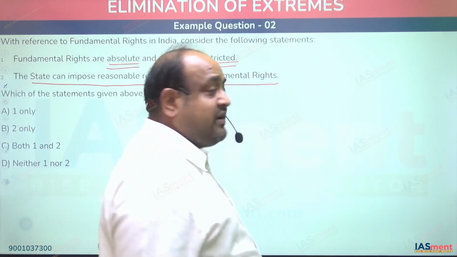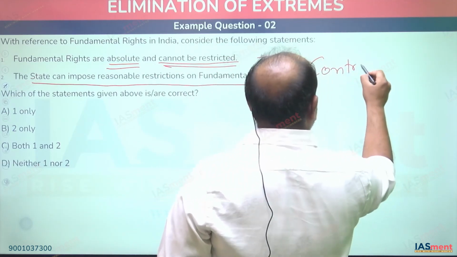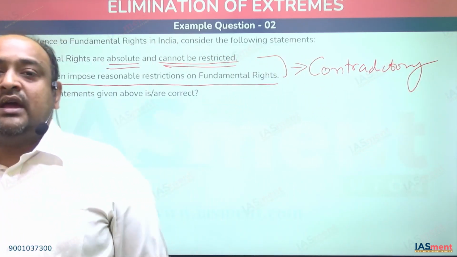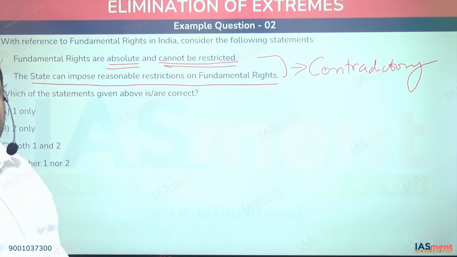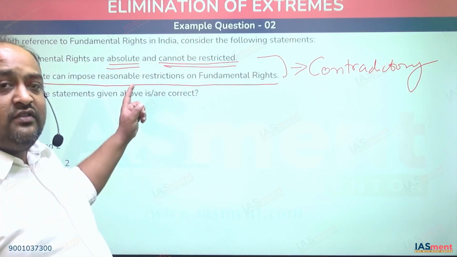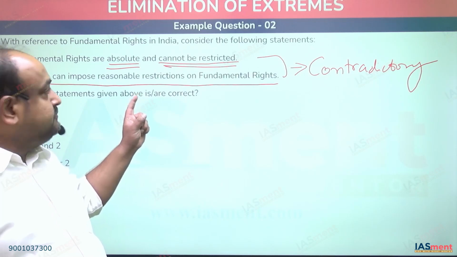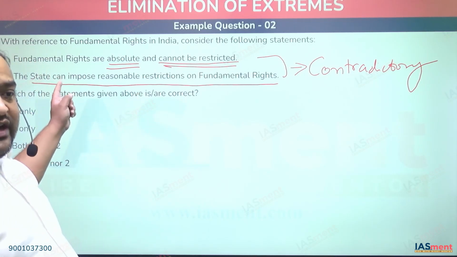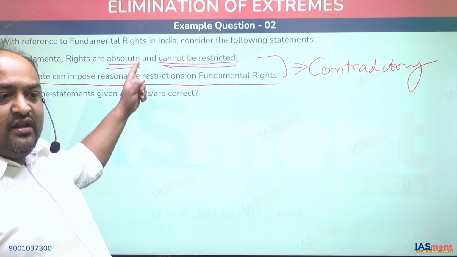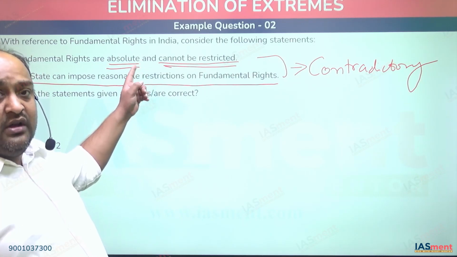First of all, what I can draw by reading this question is that both these statements are contradictory to each other. If they are absolute, then no one can put any restriction on them, right? And if the state can impose restrictions, then they cannot be absolute. Both the statements are contradictory. Now it means that only one statement is possible, that which is right, or both are wrong.